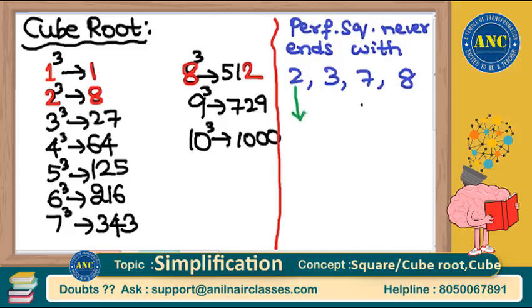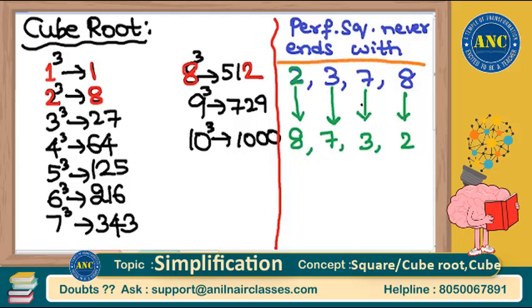cube it, I will get their tens complement. That means tens complement is nothing but 10 minus 2 is 8. If I cube 2, it will end with 8. If I cube 3, tens complement of 3 is 10 minus 3, 7. It is ending with 7. If I cube 7, it will end with 3. If I cube 8, it will end with 2. Only these four numbers 2, 3, 7 or 8, when I cube it, I will have different digits at the end, and those different digits are nothing but the tens complement of those original numbers 2, 3, 7 or 8.